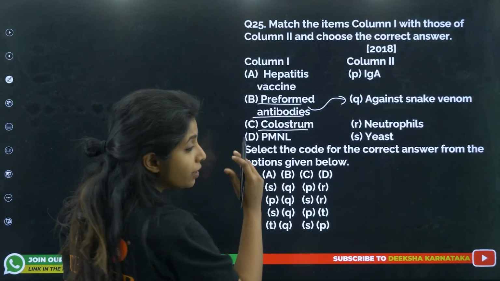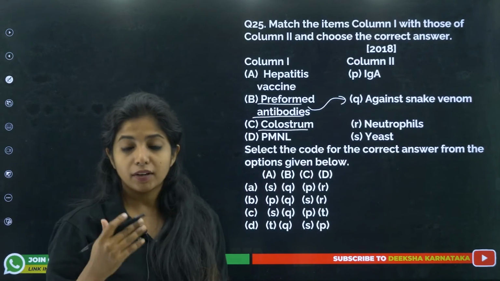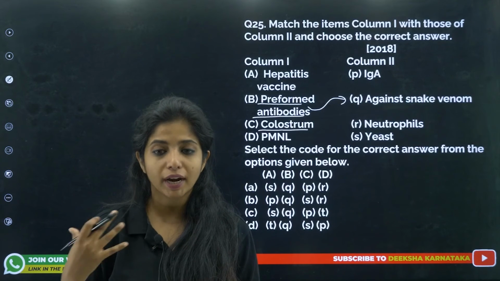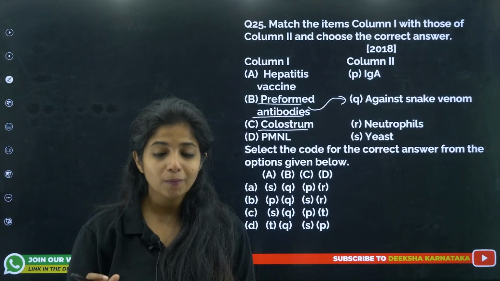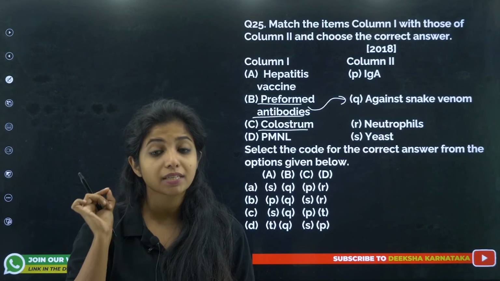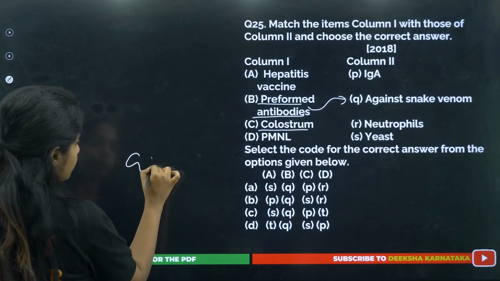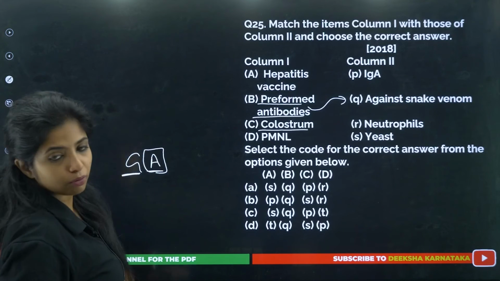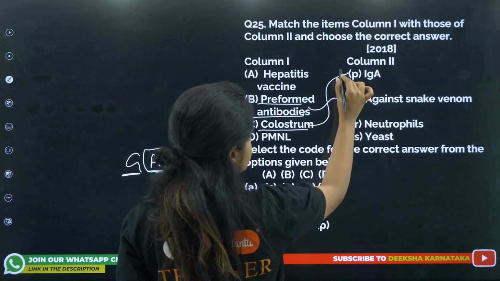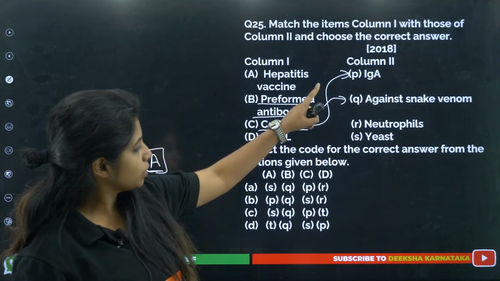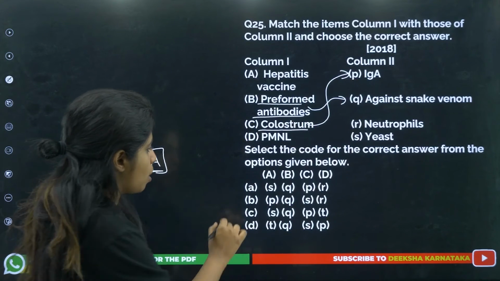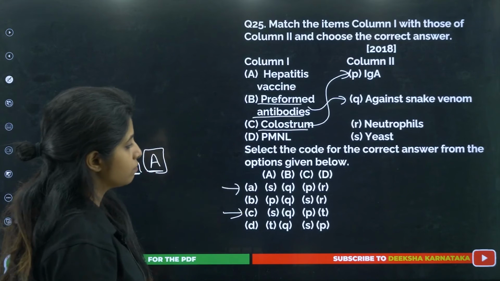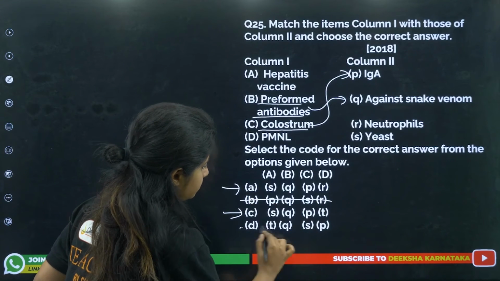Colostrum. Colostrum is the first milk of the mother that is passed to the child. And I already told you the antibody which is passed through this is IgA. Remember, G goes in the placenta, A goes from the milk. So colostrum goes with IgA. So C is with P. There are only two options, so this and this becomes an option. The rest of them let's cut.